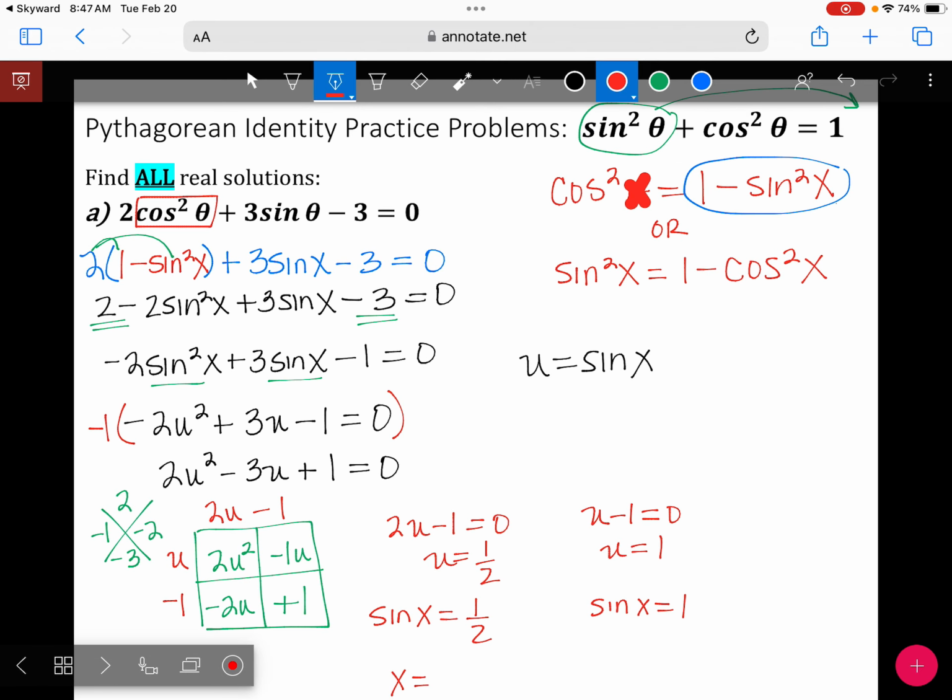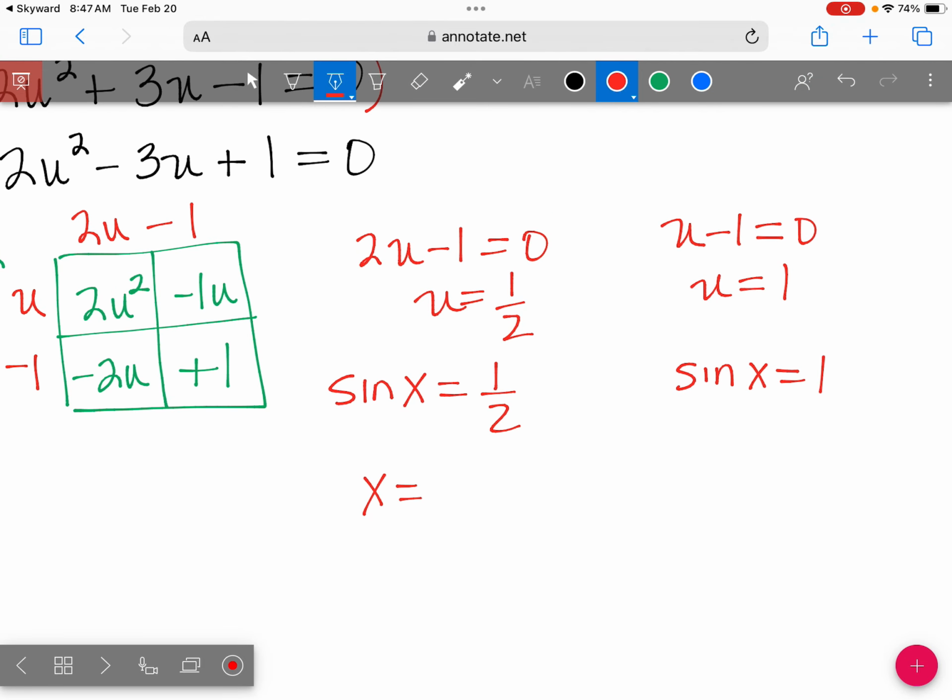Now, because it says for all real solutions, there is a little bit of a trick. So what's your first place in quadrant 1? Where is sine 1/2? Pi over 6 or pi over 3? Pi over 6. So because it says all real solutions, you have to say plus 2 pi n. In other words, it's not asking for only the place on the unit circle. It's saying all of the places. And where is the other place sine is 1/2?